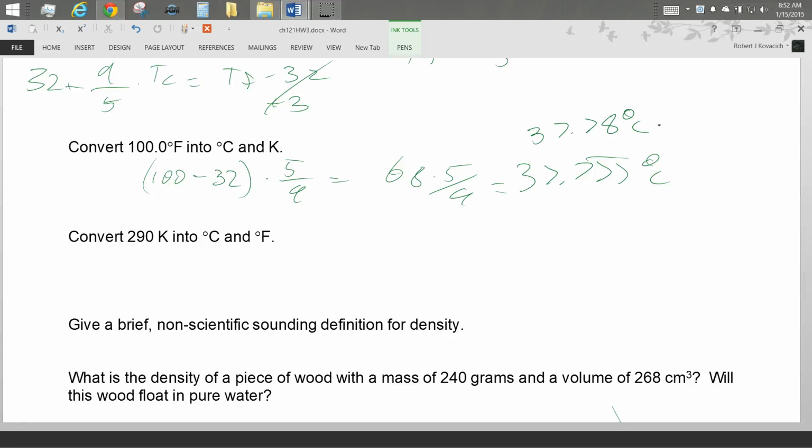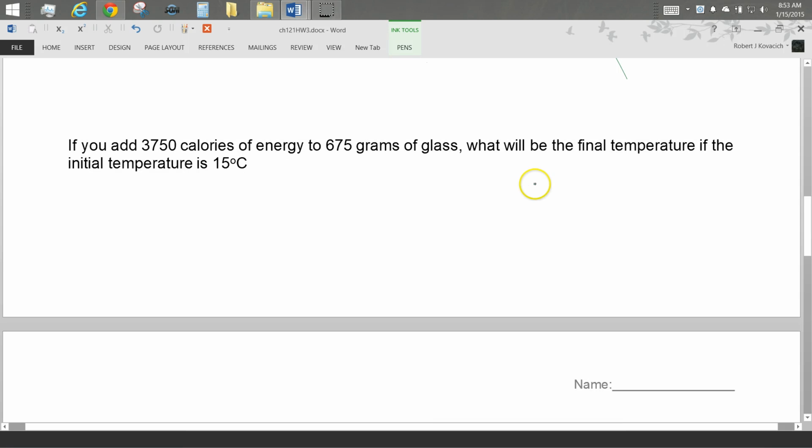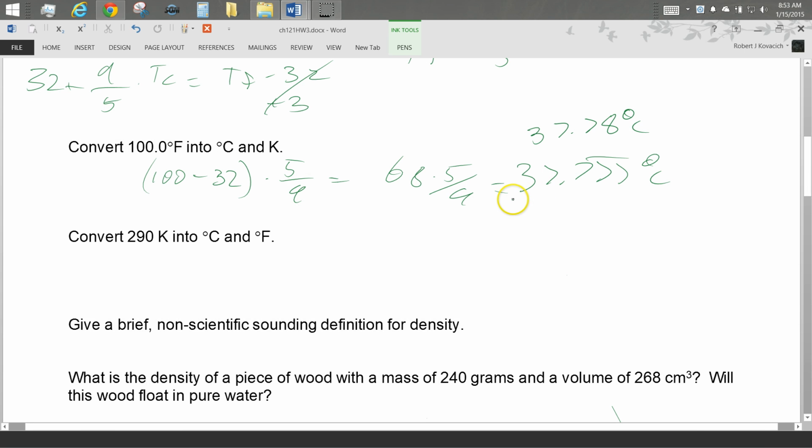We don't do that sig fig thing until the very end, so I'm not going to use that rounded answer to calculate my Kelvin number. I'm going to use the number that I've already got. So I'll add 273 to this and I'll get 310.778 Kelvin. And so we'll say it's 310.8 Kelvin. So there are my two answers.